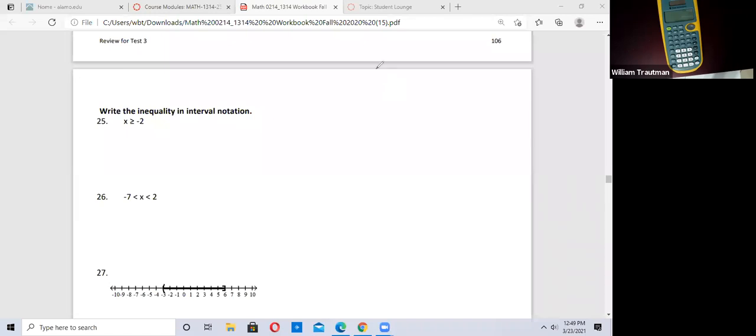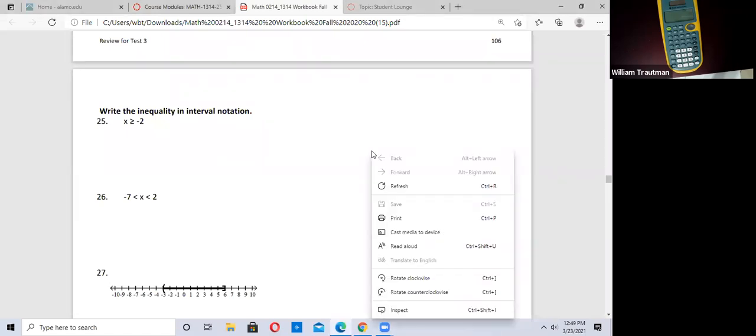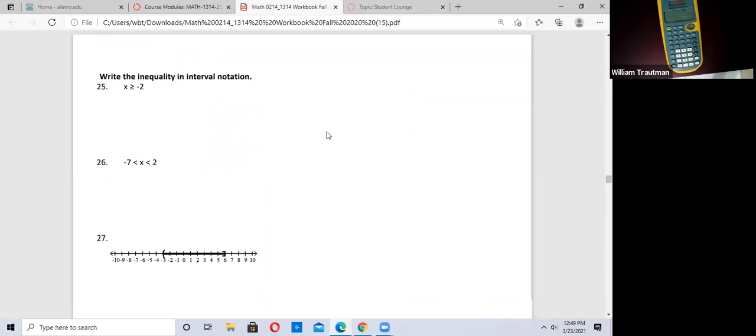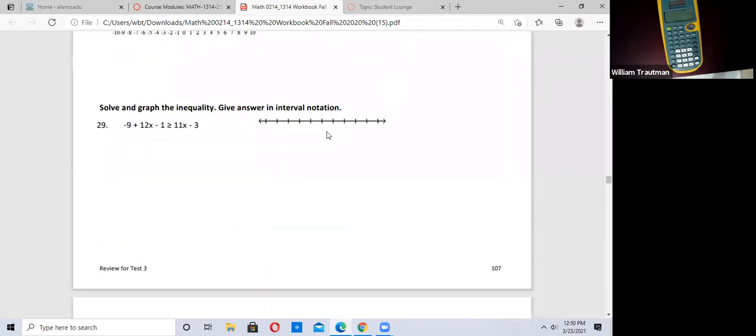Let's go to 29. Solve and graph the inequality. So we need to solve this. It's the same steps for solving. Step 1, distribute. There is no distribute. Step 2, combine like terms. -9 minus 1 is a -10. There's still a 12x in front of it. These two ended up being -10.